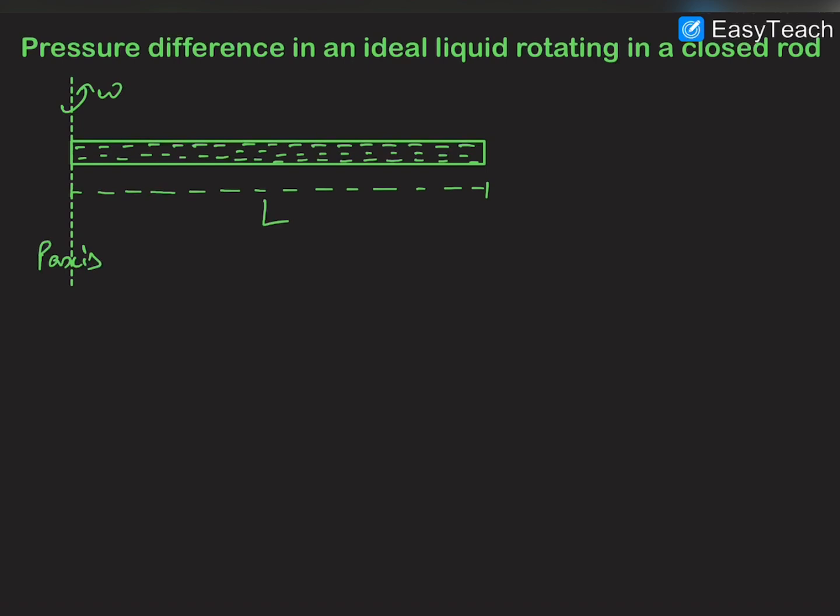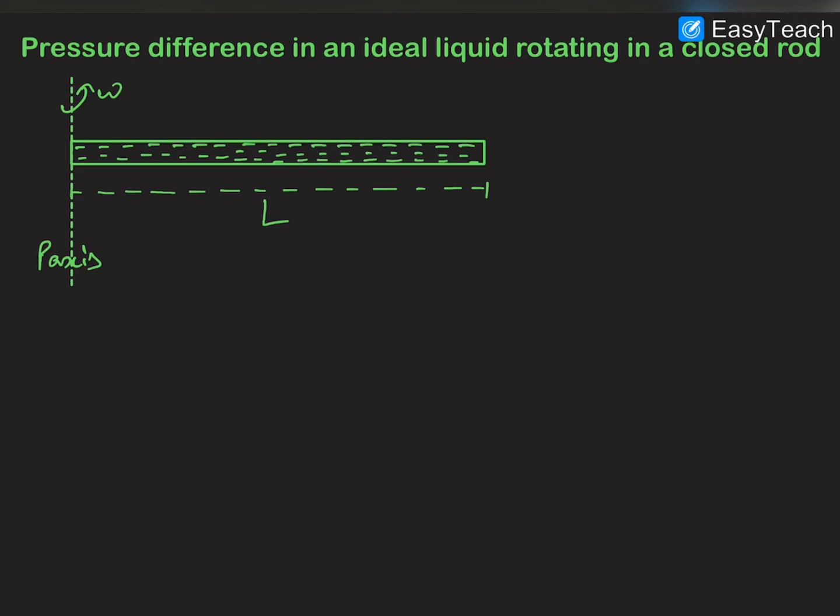In this video, we are going to discuss the pressure difference in an ideal liquid due to a rotating closed rod. Now let us suppose that there is a rod which is rotating about this axis, and this rod has a liquid filled in it, that is an ideal liquid, and the length of the rod is L and the rod is closed at both the ends.